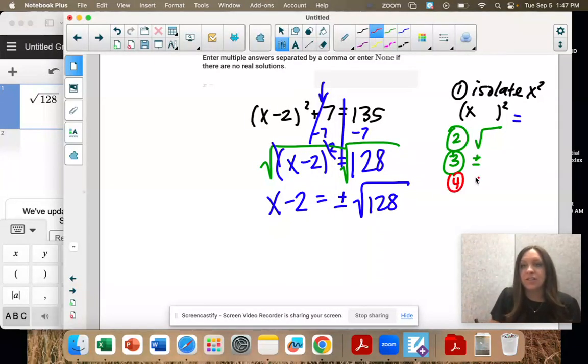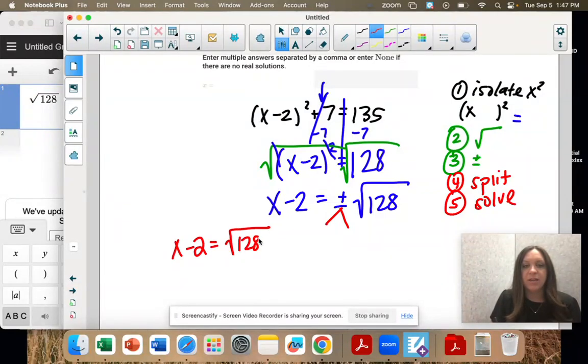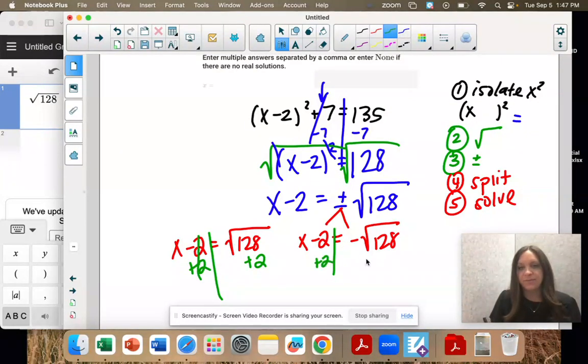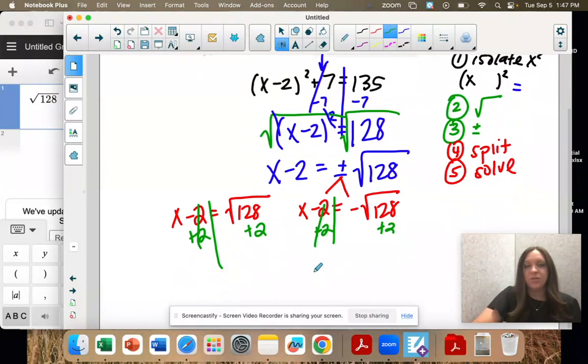Okay, next is split the square root and then solve. So I have x minus 2 equals positive square root of 128, and x minus 2 equals negative square root of 128. So when we solve each equation here, we're going to add 2 to both sides. And those are our answers.